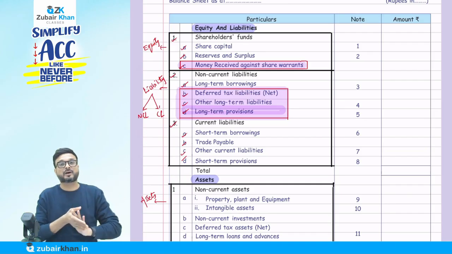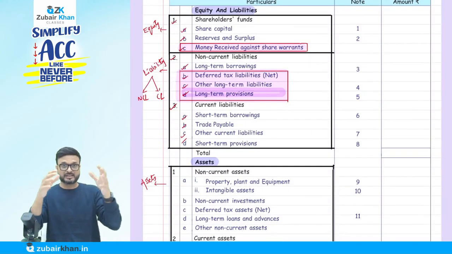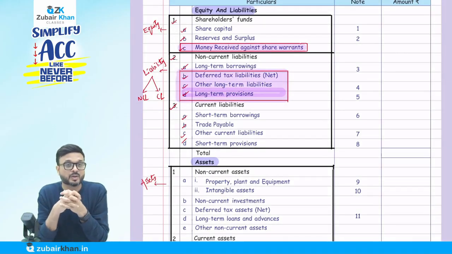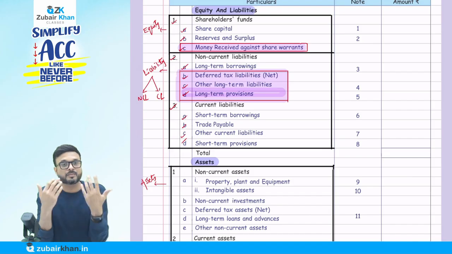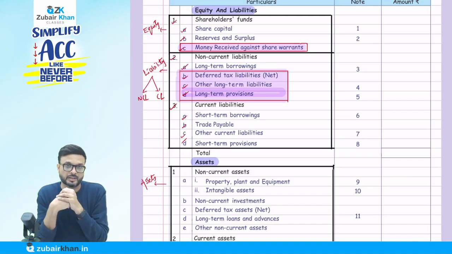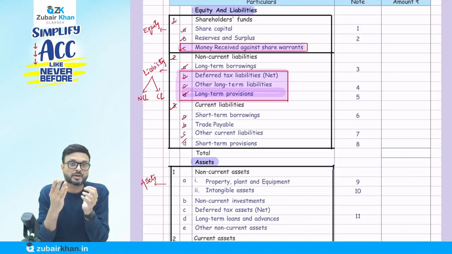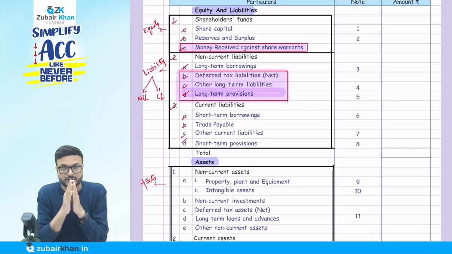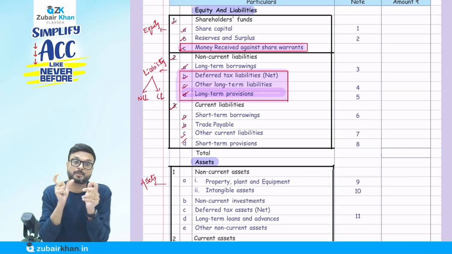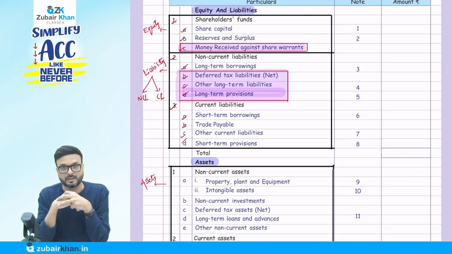Okay. Now, we discussed non-current liability and current liability. Non-current liability is long-term borrowing, something which we are liable to pay after 1 year. Then the current liability has four points: short-term borrowing, trade payable, other current liability, short-term provision. But remember, one very important point: the current maturity of long-term borrowing is a portion of long-term borrowing which we are liable to pay within 1 year. That is a part of short-term borrowing.